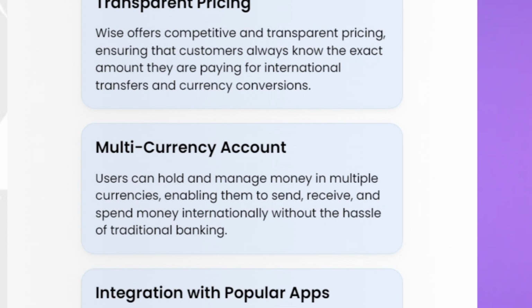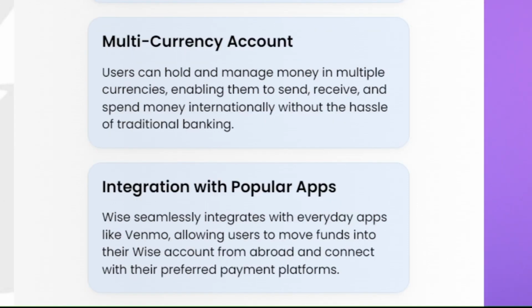Users can hold and manage money in multiple currencies, enabling them to send, receive, and spend money internationally without the hassle of traditional banking. And last but not least, integration with popular apps. Wise seamlessly integrates with everyday apps like Venmo, allowing users to move funds into their Wise account from abroad and connect with their preferred payment platforms.